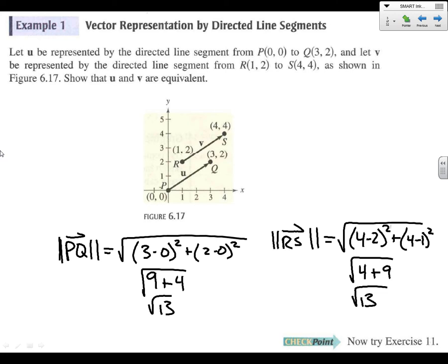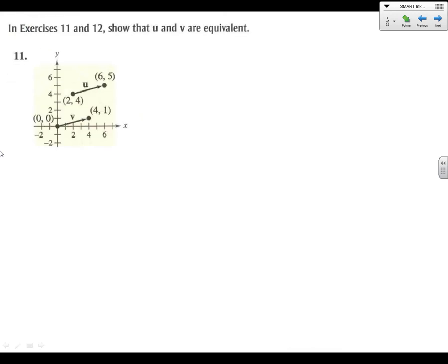The other thing we can do on this one: if we move this down, we'd go down 2 and over 1 to start at the same spot. If this one went down 2, its y value would now be 2. And if it went to the left 1, its x value would now be 3. We're going to start and end from the same place. So those vectors are equivalent. All right, go ahead and try problem 11.